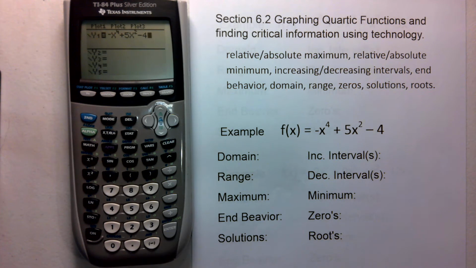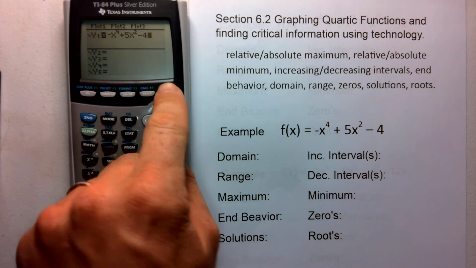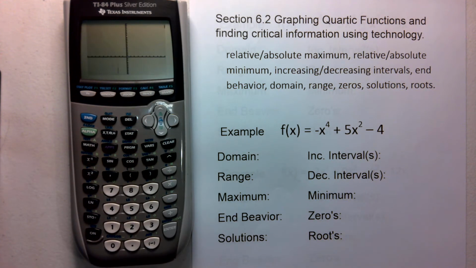So the first thing we're going to do is go ahead and type that function into our calculator. Again, I've got negative x to the fourth plus 5x squared minus 4 as my function. I'm going to go ahead and hit graph so I can see what that function looks like. And there we have it.